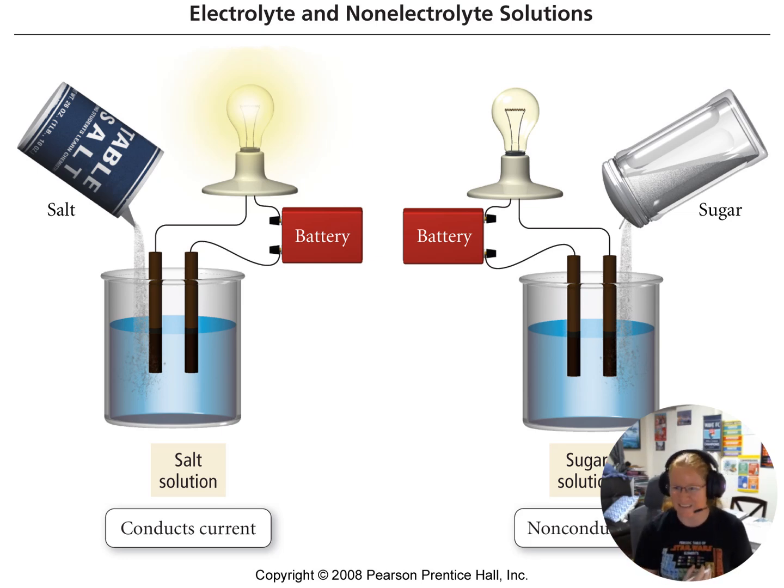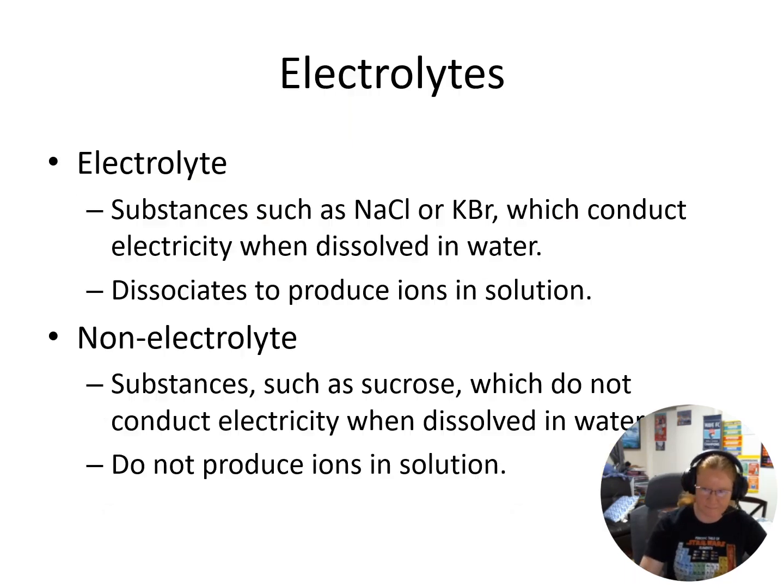We can conduct electricity. If I have a non-electrolyte, I do not have ions, and so I don't have mobile charge, so I will not conduct electricity. So my electrolyte solution lights the light bulb. My non-electrolyte solution does not light the light bulb. Okay, so we can define these.